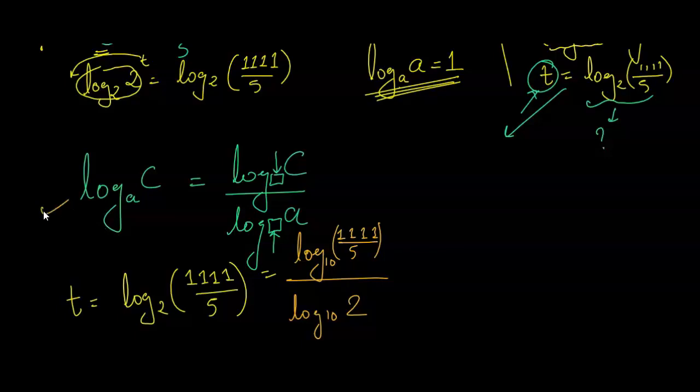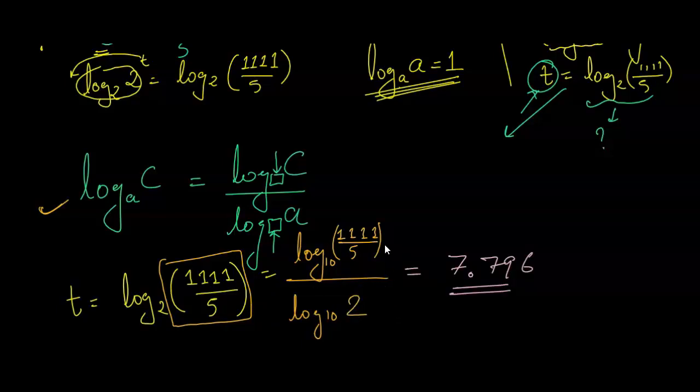By applying this rule, log of c to the base a equals log of c to the base anything upon log of a to the base anything. Now how can I write this? Log of this value to the base 2 can be written as log of the value to the base 10 upon log of 2 to the base 10. Now let us take out the calculator to solve this.